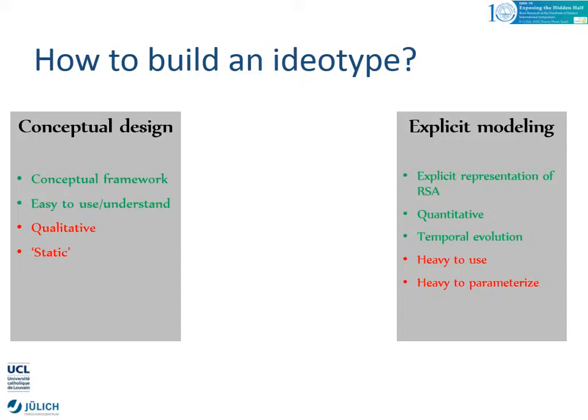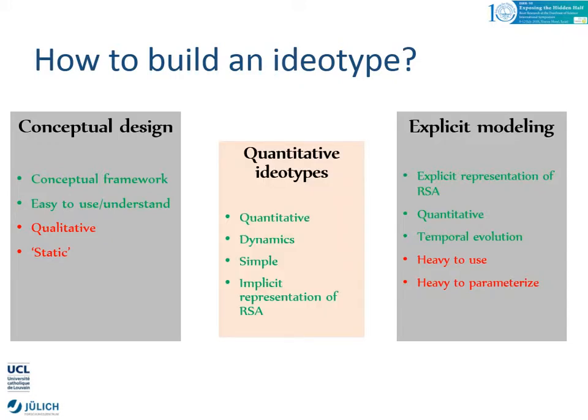On the other hand, you could go to explicit modeling. Explicit modeling means a 3D representation of a root system growing, perhaps with leaves and so on, with the exchange between soil, root, hormonal production, and so on. An explicit representation of the root soil architecture. Then you have more quantitative values, you have temporal evolution. However, this is very heavy to use, and it's also heavy to parameterize. What we would like to find are quantitative ideotypes, which are at the same time easy to use, but quantitative and dynamic.